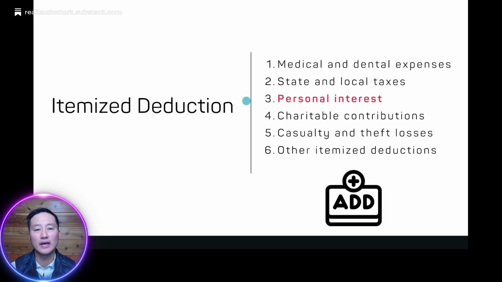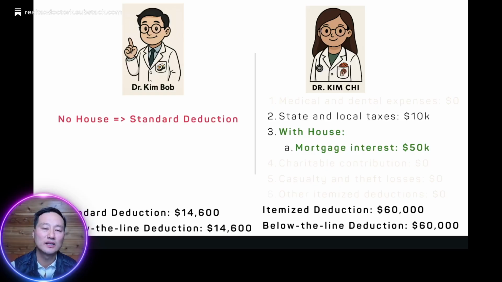In my opinion, category 3, the personal interest category, is going to be most relevant to you guys. If you have a mortgage payment, the interest portion of the mortgage payment, not the principal, counts as personal interest, but within a limitation, and a certain portion of it is deductible. So typically, if you have a mortgage on a house in an expensive area, like in California, you would typically qualify for itemized deduction.